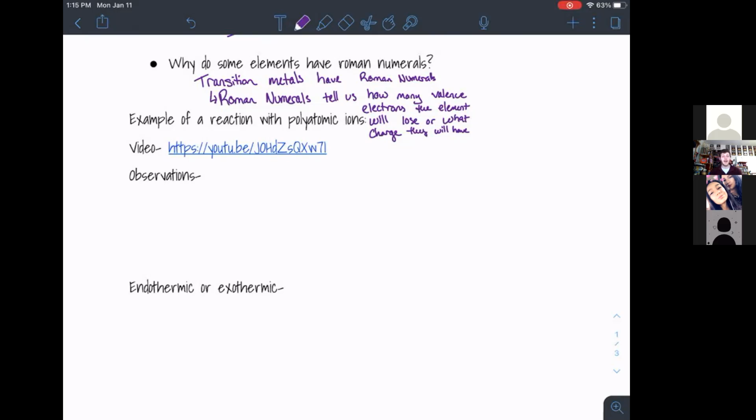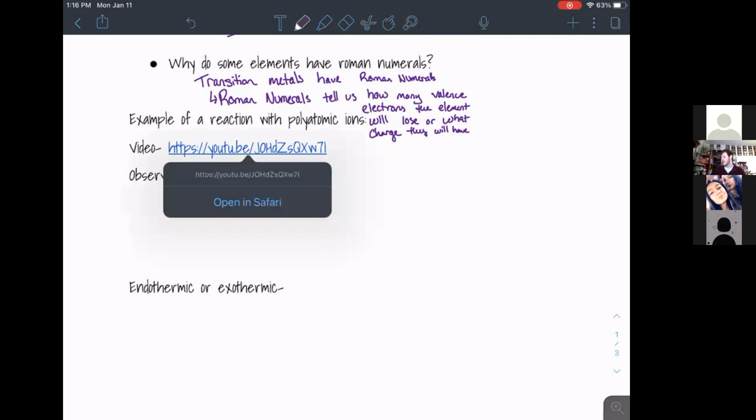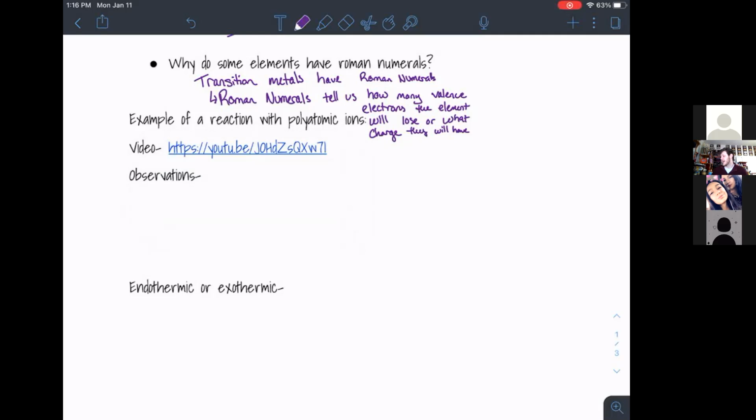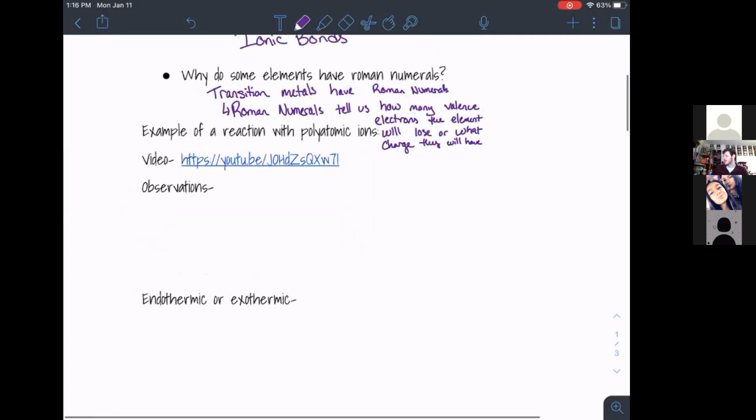Exactly. So endothermic reactions, we absorb or gain energy or heat. Exothermic reactions, we release energy or heat. Remember it this way: endo looks somewhat like enter, so heat is entering the system. Exo looks like exit, which means heat is exiting our system. So just remember that when we watch this video of this reaction with a polyatomic ion, specifically potassium chlorate. We'll talk about polyatomics more in just a second. Let's watch this video.